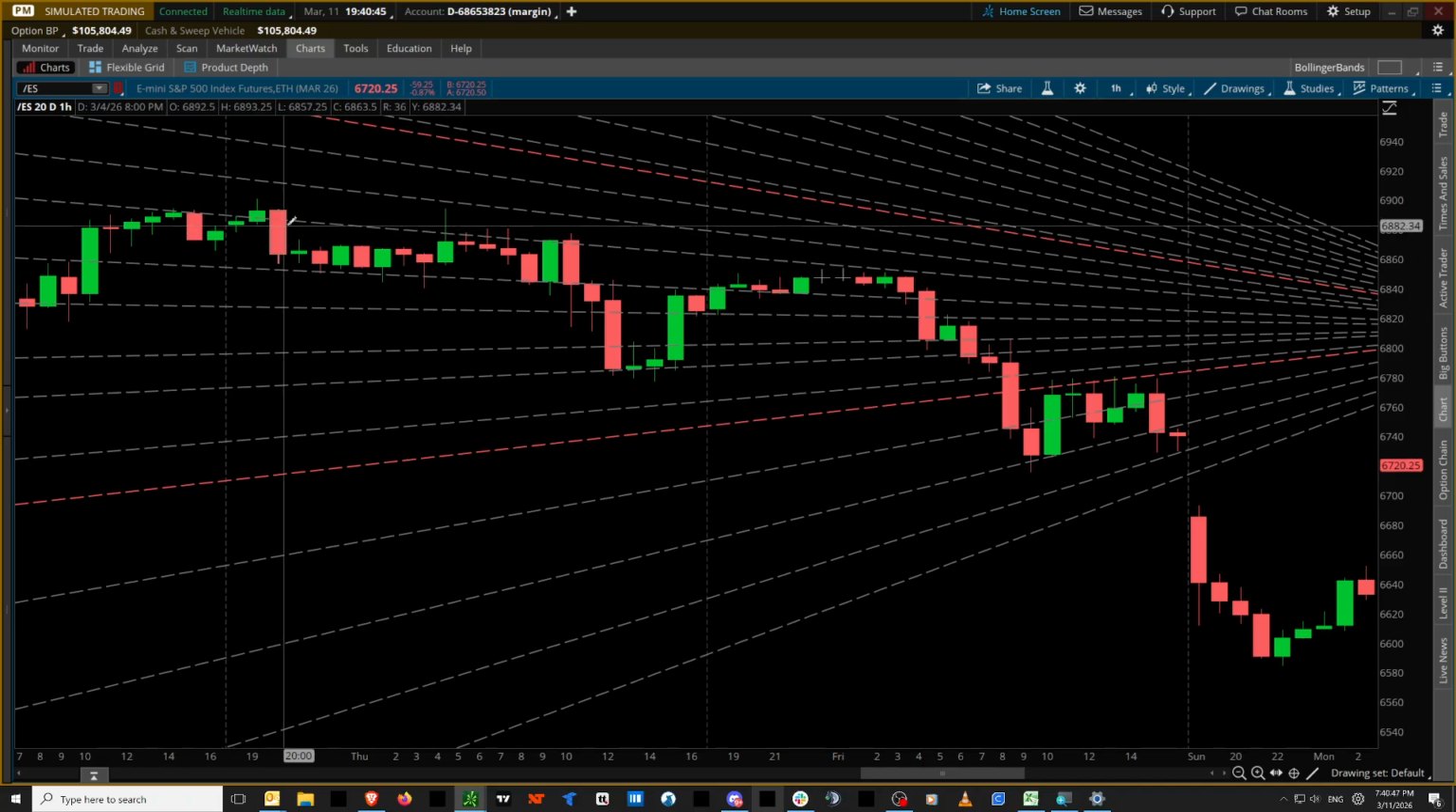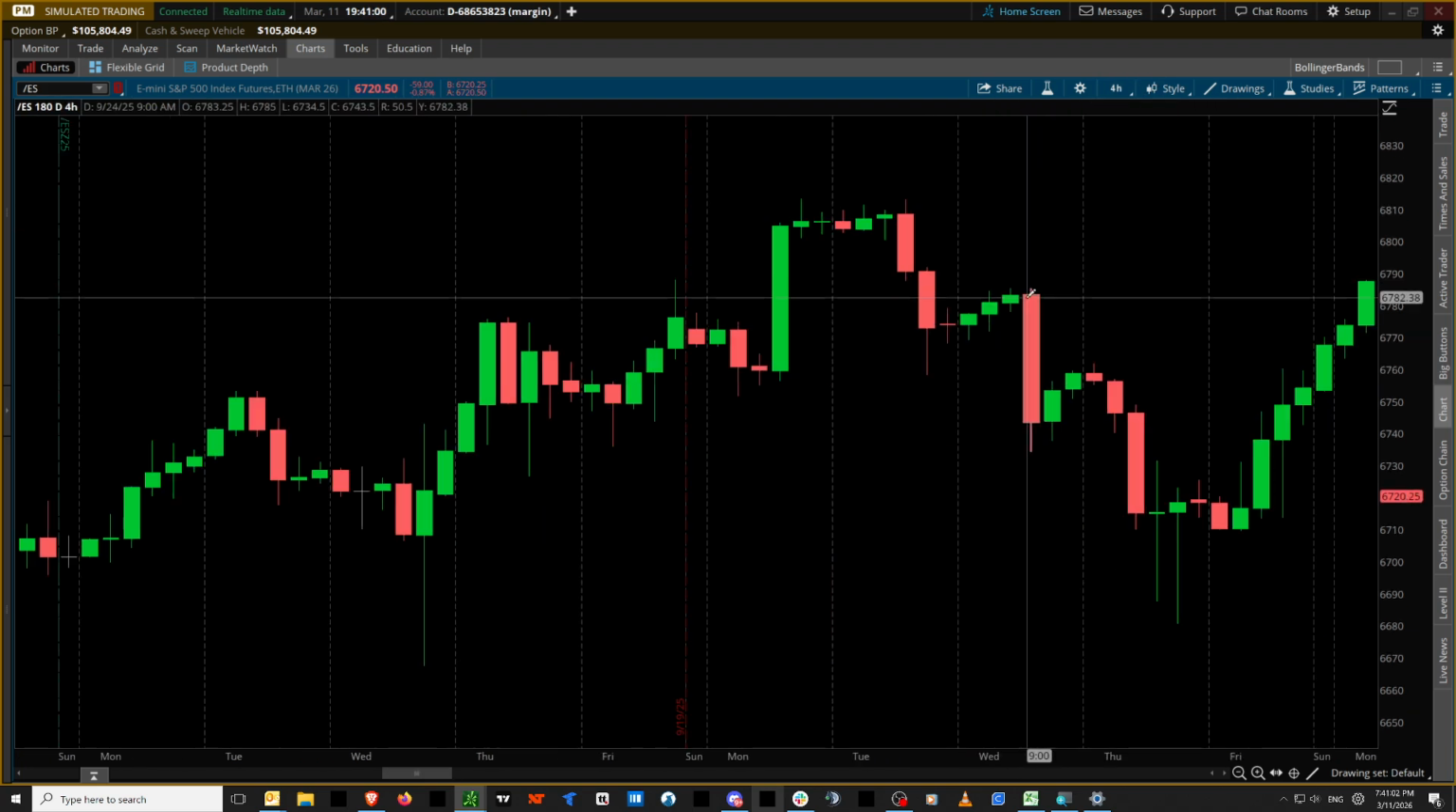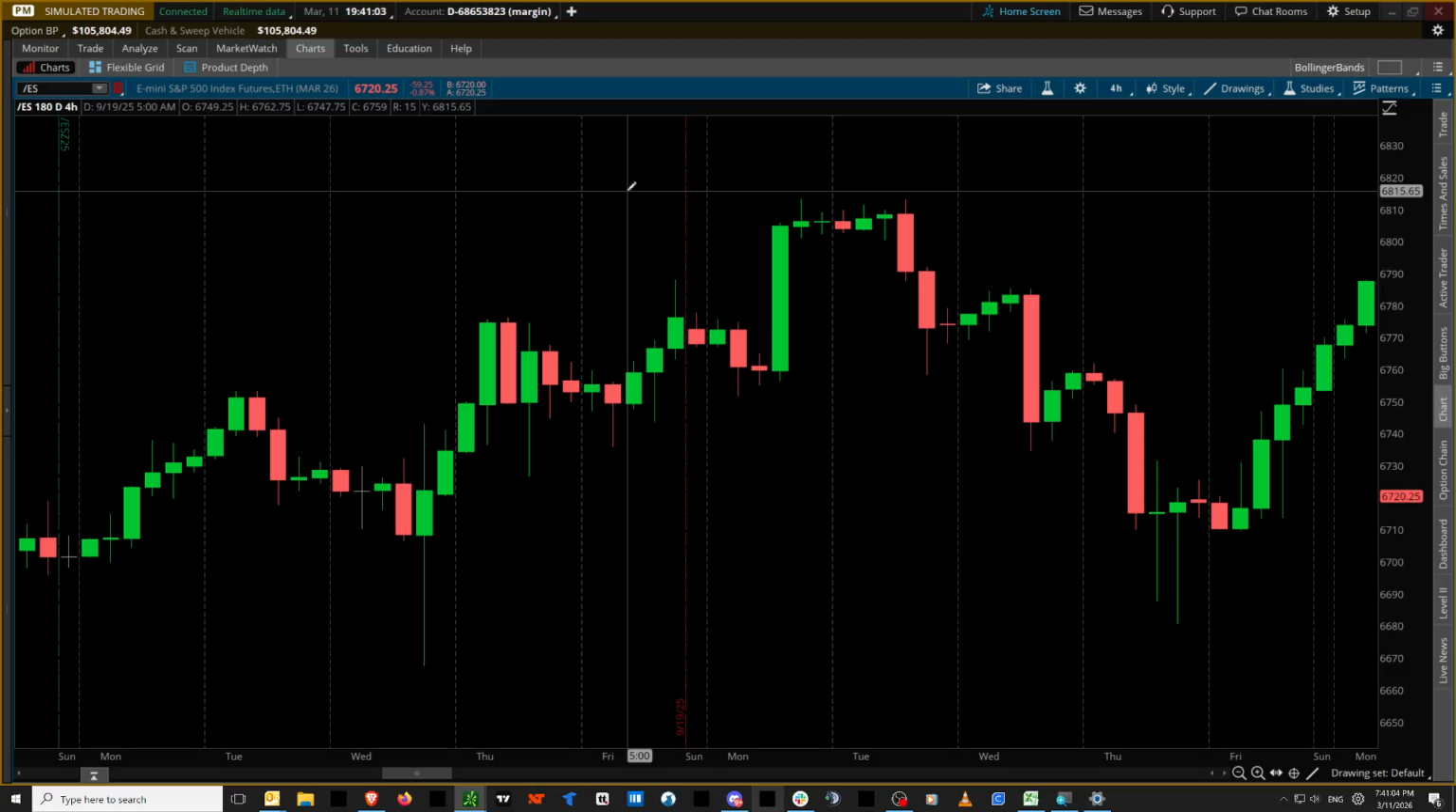There's the hourly. Right there. Fib line, or fan line. Boom, boom, boom, boom, boom, boom, boom. Well, could it work on the 4-hour line? Yeah. Let's try the 4-hour line.